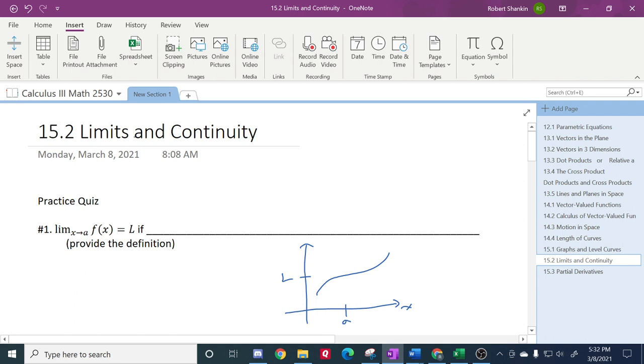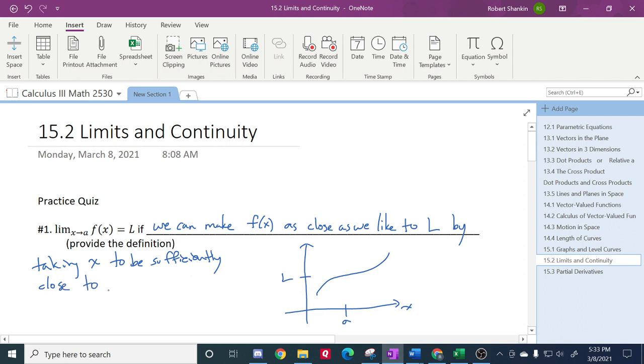If we can make f of x as close as we like to L by taking x to be sufficiently close to a on either side of a, but not equal to a.